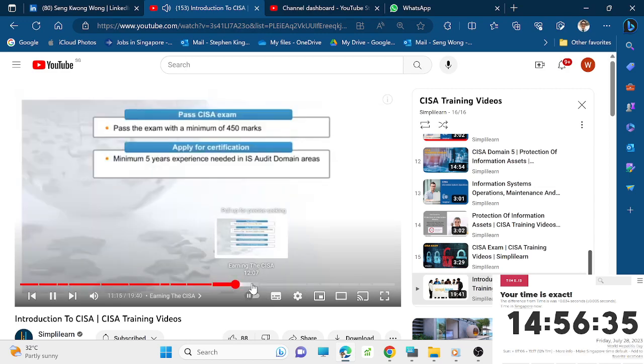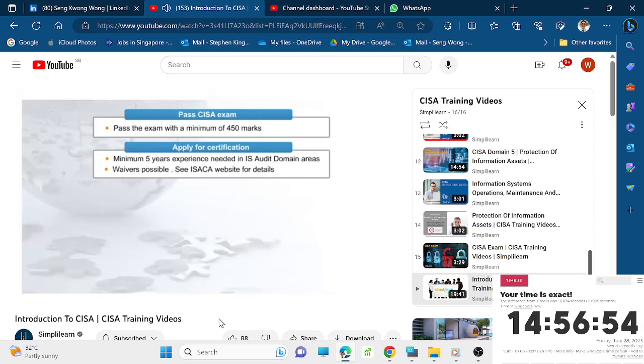A minimum of 5 years of experience is required in IT audit or security in which the applicant should show involvement in the CISA subject matter as covered in the 5 domains. However, there are waivers to the 5 years, such as possession of an academic degree, which may be equivalent to 2 years of experience, while a relevant master's degree is equivalent to 1 year of experience. Please visit ISACA's website for an up-to-date list of waivers.